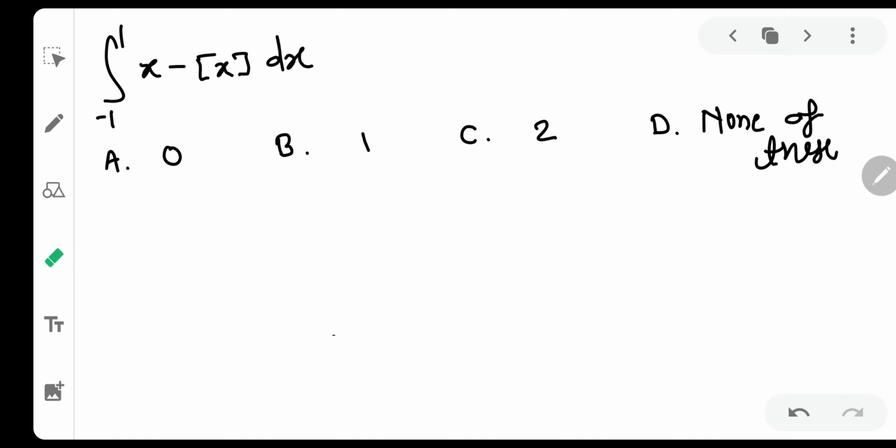Now today one of our students has asked us a very interesting definite integration question. The question is the integration of x minus gif(x) from -1 to 1. Now there are two ways you can do this question. One way is by graph. The graphical solution is very much interesting.